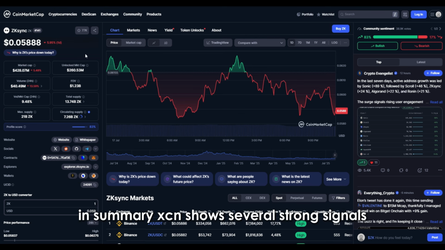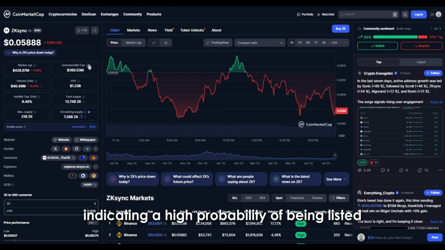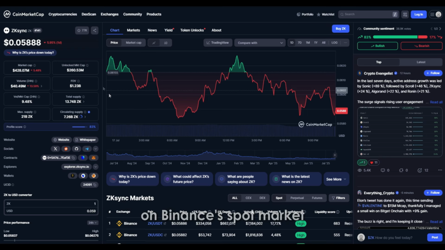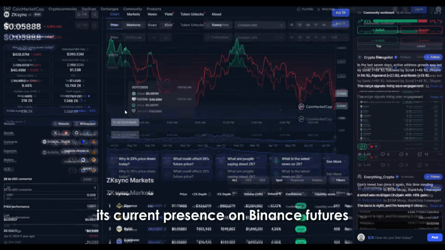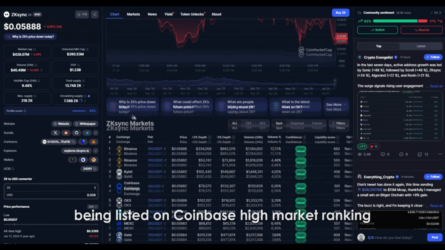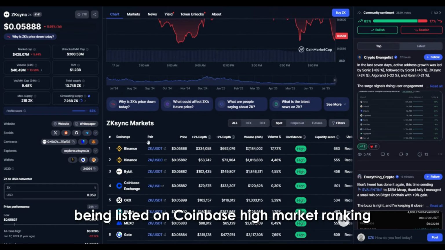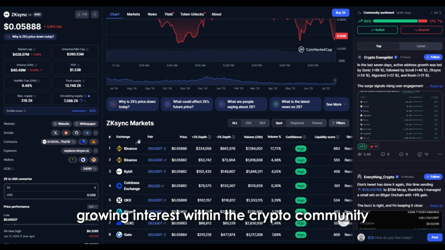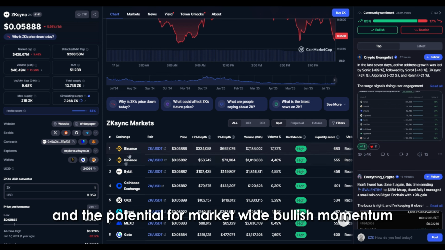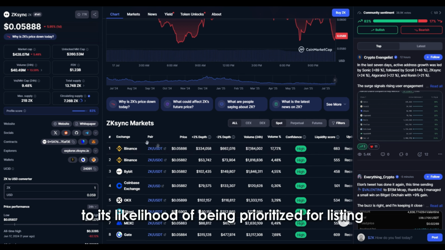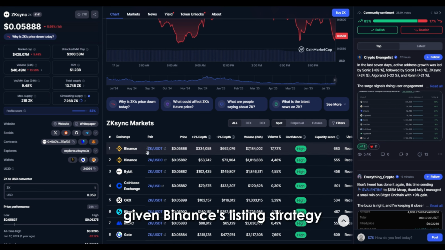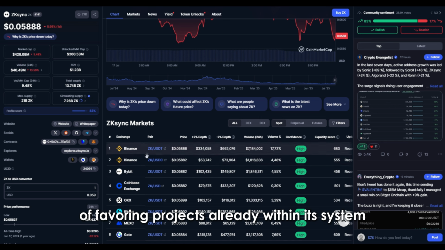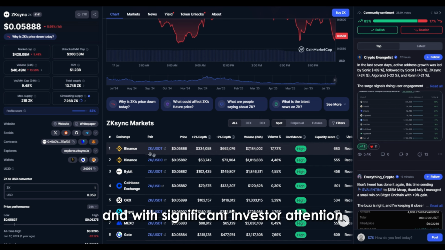In summary, Xcn shows several strong signals indicating a high probability of being listed on Binance's spot market. Its current presence on Binance Futures, being listed on Coinbase, high market ranking, growing interest within the crypto community, and the potential for market-wide bullish momentum all contribute to its likelihood of being prioritized for listing. Given Binance's listing strategy of favoring projects already within its system and with significant investor attention, Xcn appears to be less of a question of if and more of a matter of when.